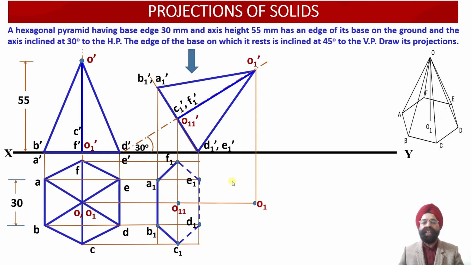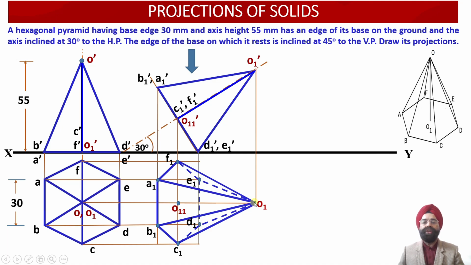So let us start joining these edges in the top view. We can see E1 F1 is not falling in the boundary, so it has been drawn dotted. E1 D1 is not falling in the boundary, it has been drawn dotted. And C1 D1 is also not falling in the boundary, so it has been drawn dotted. Now the other edges have been drawn dark. But again, E1 O1 is not falling in the boundary.